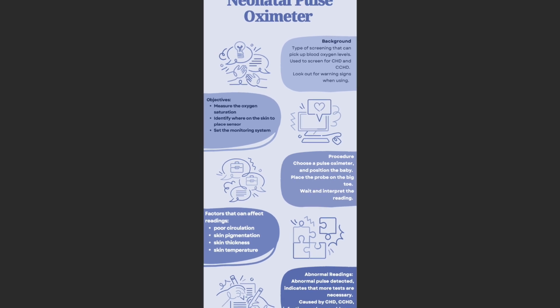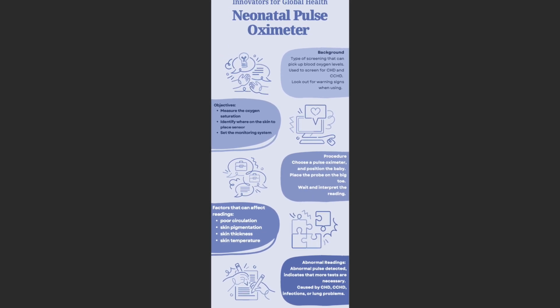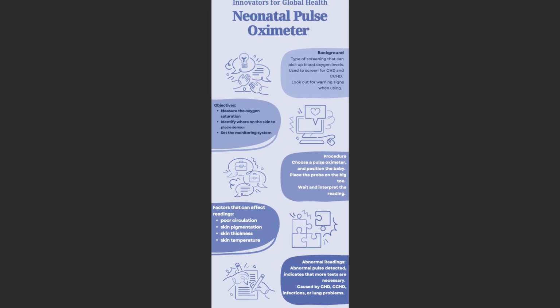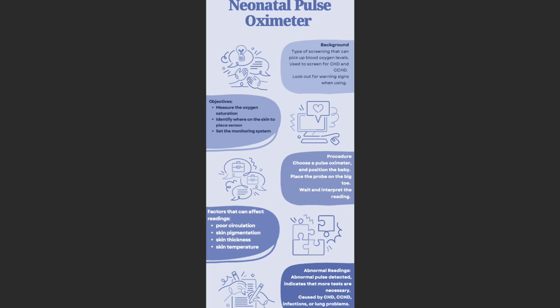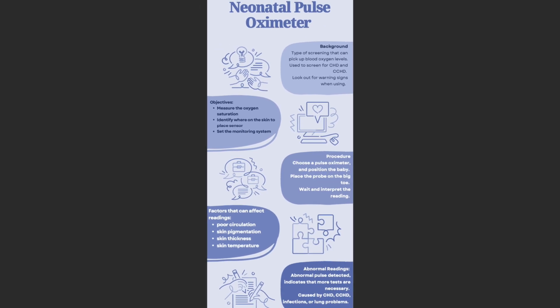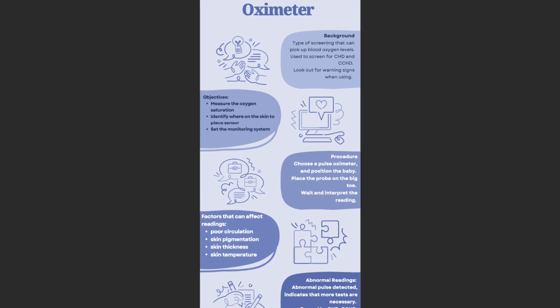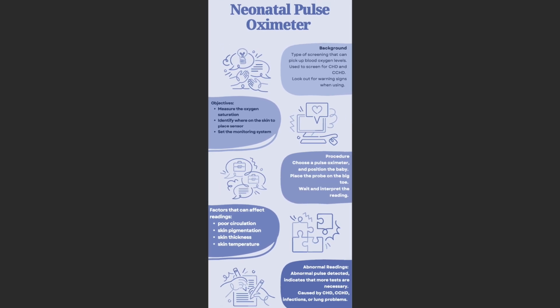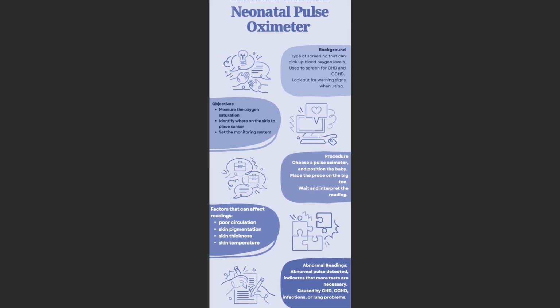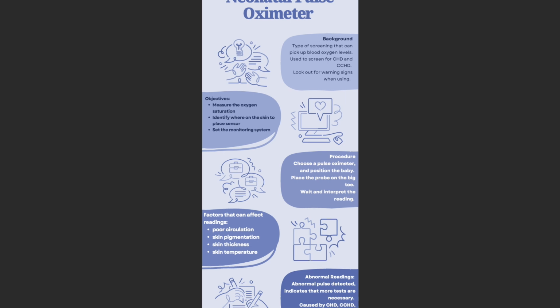Step 5. Wait for the reading. Wait a few seconds for the pulse oximeter to register a reading. The reading will show the oxygen saturation level and heart rate. Step 6. Interpret the reading. A normal oxygen saturation level for a baby is between 95 and 100%. If it is lower than 95%, consult a healthcare professional immediately.